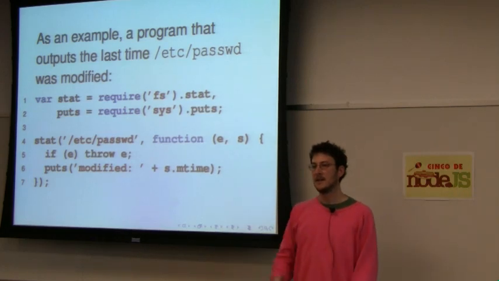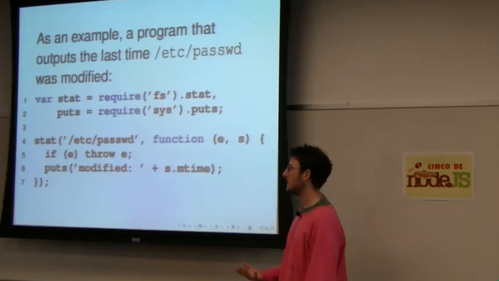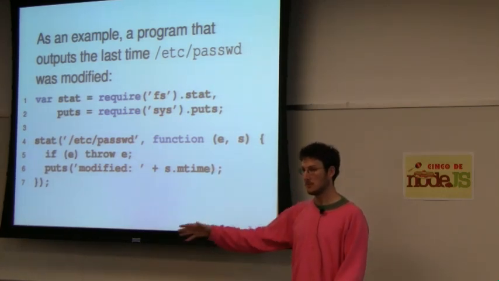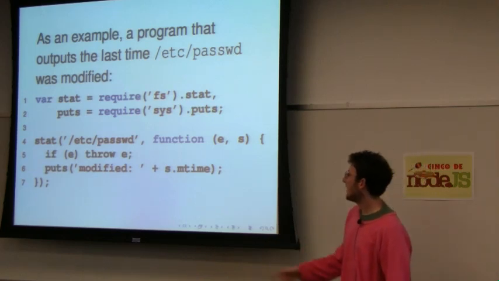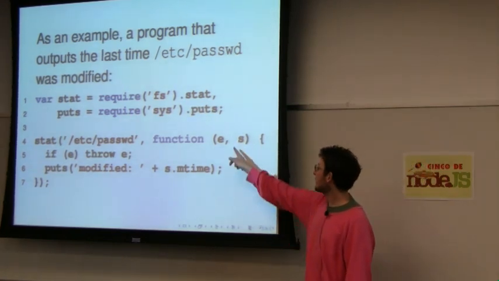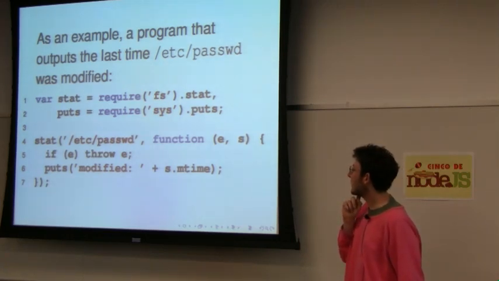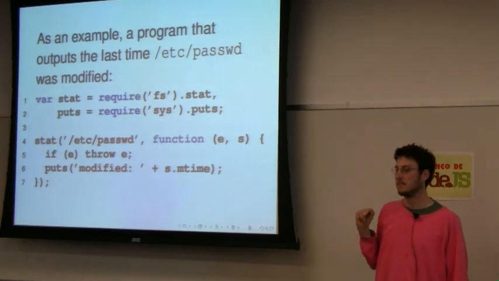This sends the request to the thread pool and says, please make this stat call on this path over there and let me know when it's done. And when it's done, it calls this callback. The first parameter is always an error argument, and the second parameter is the success thing. So usually this will be blank, empty.